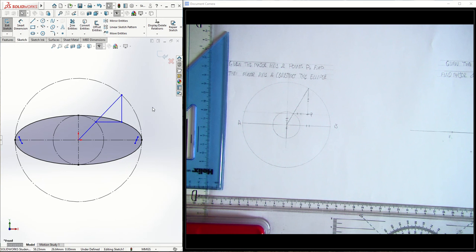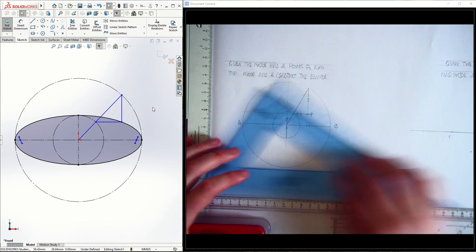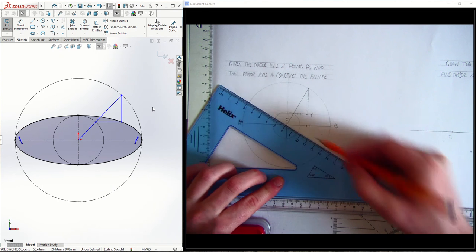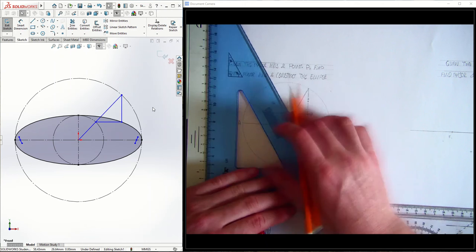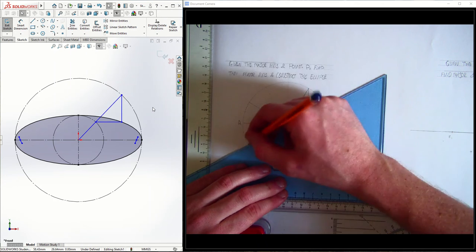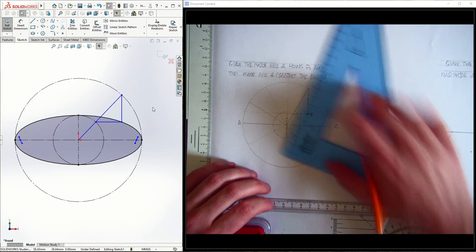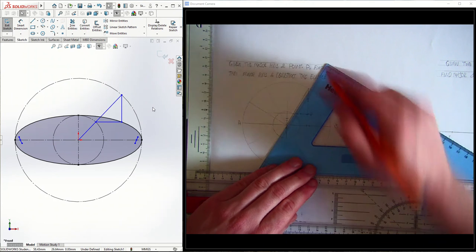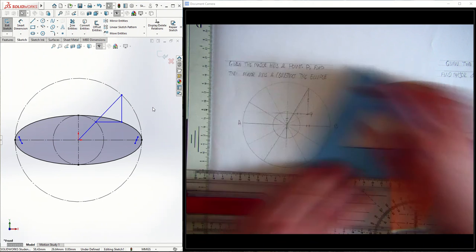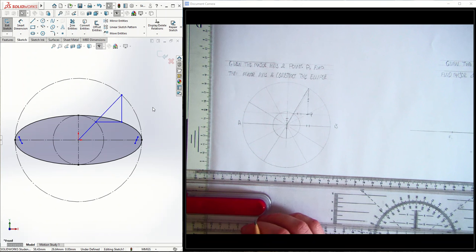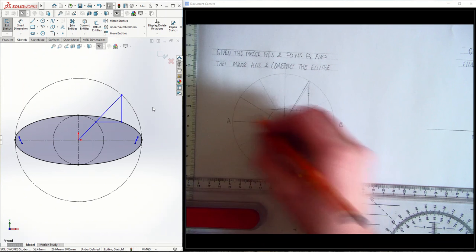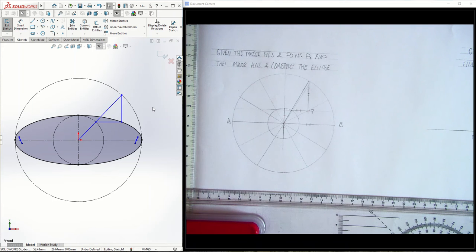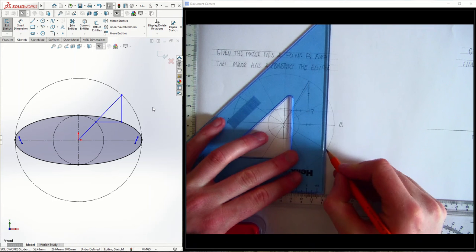Now, the rest of the question was asking us to construct the ellipse from there. So once we have that done, we can just construct the ellipse as we usually would. We're dividing it up using our 30-60 set square. So I'll divide my circle up into 12 parts.